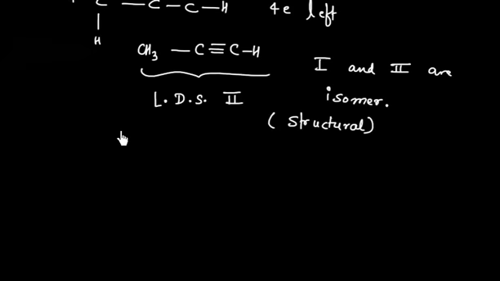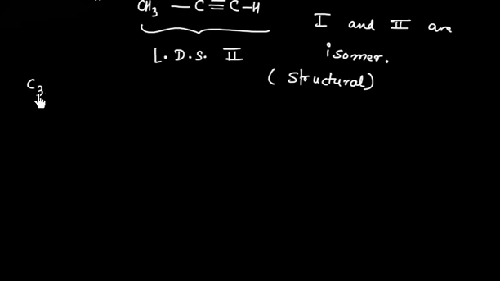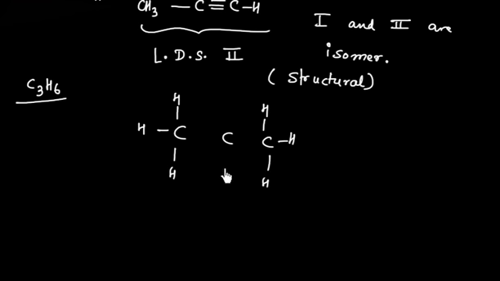Now let us say we have a formula C3H6. Can you try what will be the Lewis dot structure for C3H6? Now you see we can write 1, 2, 3 carbons, and let us say 1 hydrogen, 2 hydrogen, 3 hydrogen. We can put 3 hydrogen on this one, and let us see what happens.